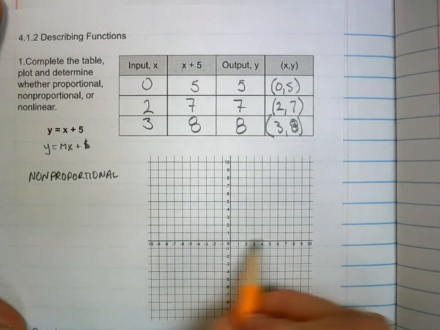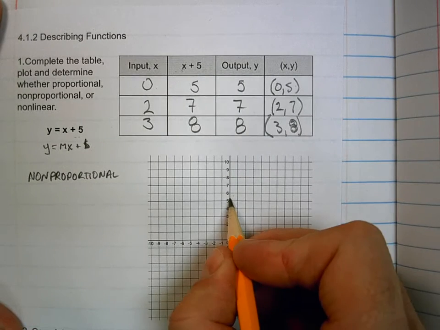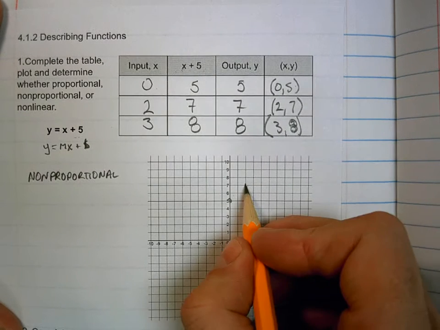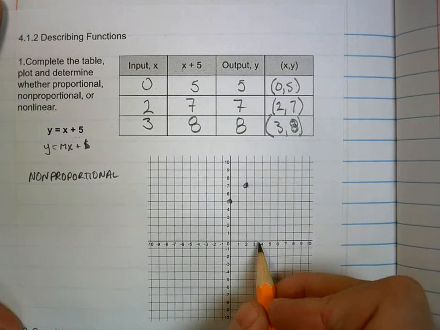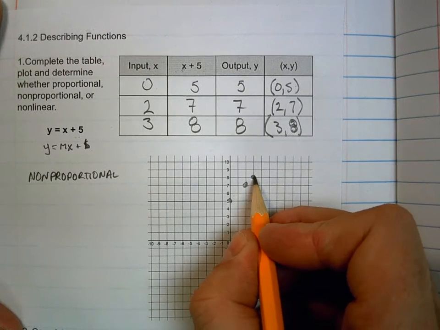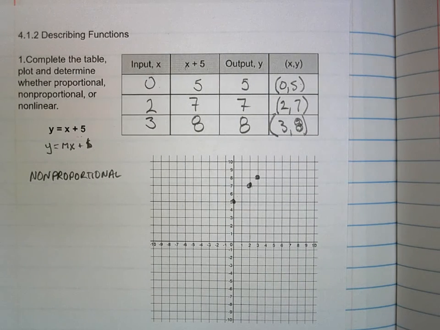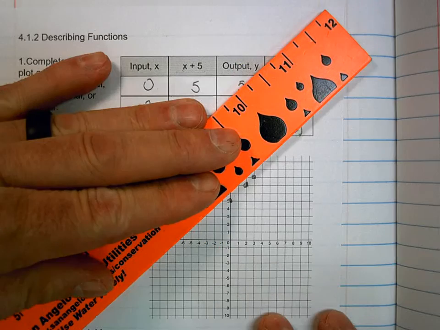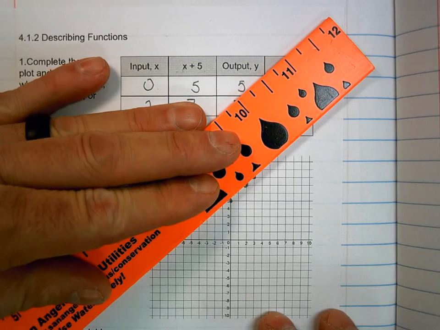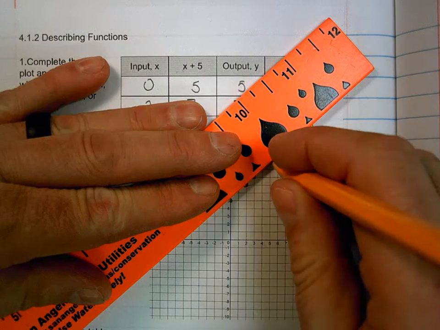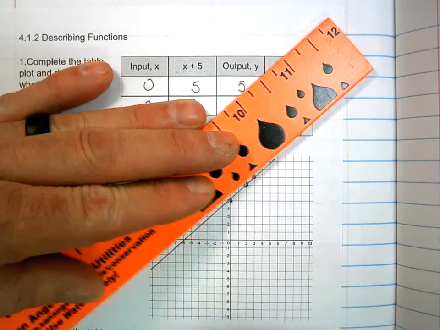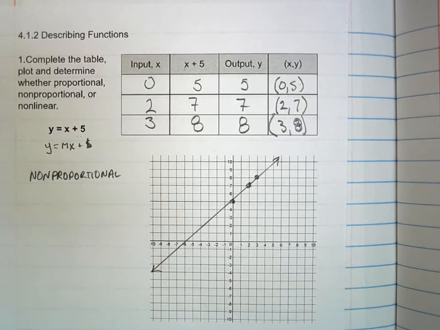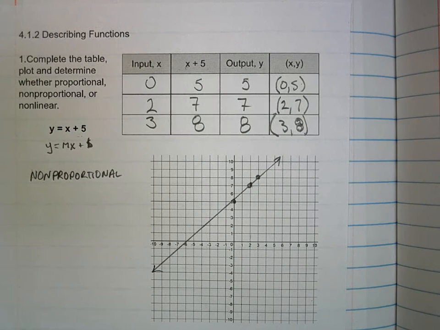So 0, comma 5 first. There's my y-intercept, right? 2, comma 7. 3, comma 8. It's still a line. It is linear. Why did we know it was going to be linear? Well, can it be non-proportional and be non-linear? No, it can't. If it's proportional or non-proportional, it must be linear. That's the requirement.